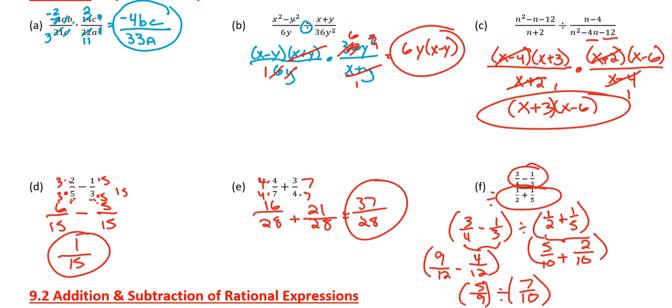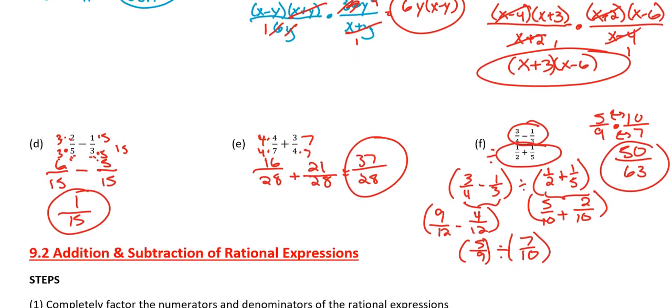So then comes your knowledge of division, which means you multiply by the reciprocal. And once you multiply by the reciprocal, it's just tops and bottoms. So our answer is going to be 50 over 63. All right, so let's get to the new stuff.